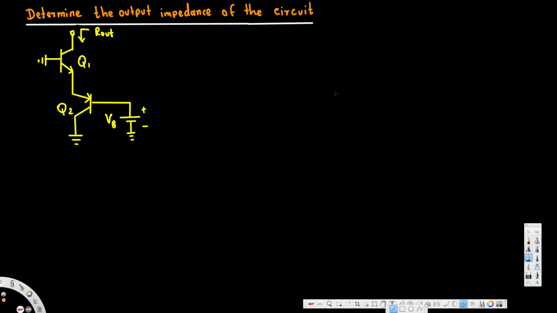What's going on, guys? In this video we are going to see how to find out the output impedance of this transistor circuit. Now let's go ahead and draw the equivalent model of this one first. The equivalent model of this one will look like this. Okay, let's continue.